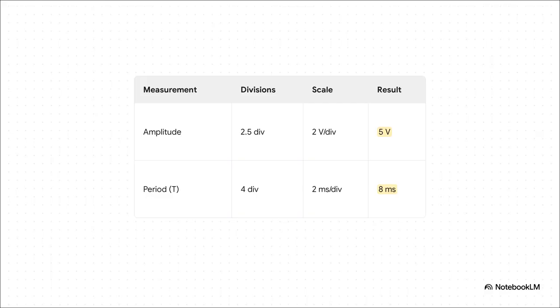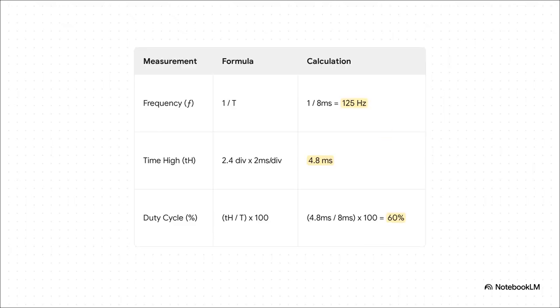Okay, let's walk through this together. First, amplitude. That's the vertical part. The signal goes up 2.5 divisions, right? And the scale is 2 volts per division. So 2.5 times 2, that gives us an amplitude of 5 volts. Perfect. Now for the period, the horizontal part. 1 full cycle takes up exactly 4 divisions. The time scale is 2 milliseconds per division. So 4 times 2 gives us a period of 8 milliseconds. Easy. But we can figure out even more.